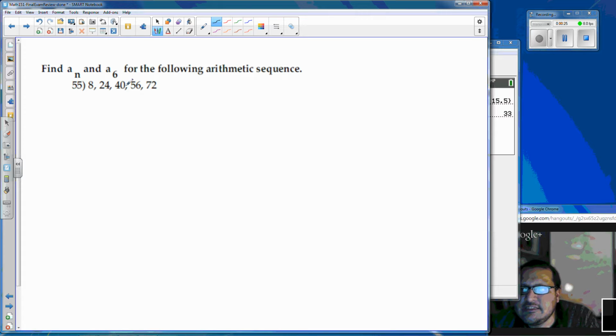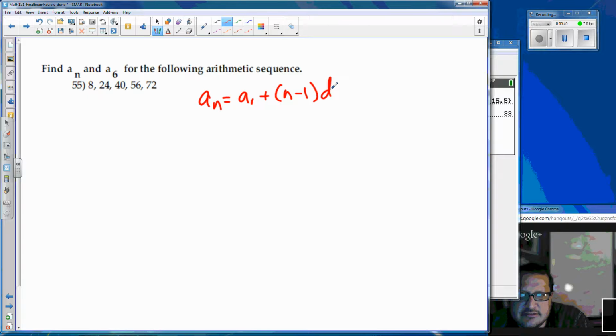Find a sub n and a sub 6 for the following sequence. So here we have to find out what the sequence is. It's arithmetic, which means that a sub n equals a sub 1 plus (n minus 1)d. That's the formula. We can look at the difference here. This is 16, this is 16, this is 16. So d equals 16. A sub 1 is 8.